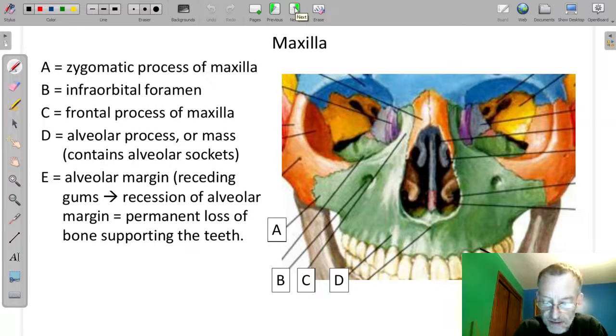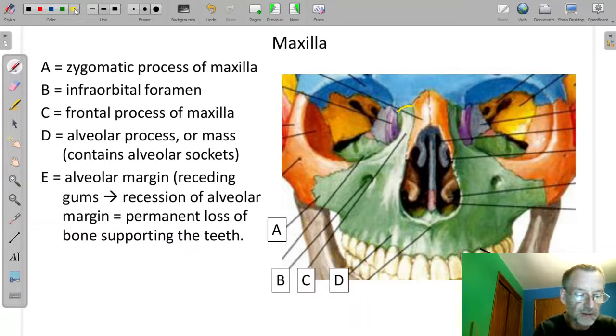The maxilla. Some of this we've already gone through, but it's asking you to identify these different items A, B, C, D, and E. A is pointing to the zygomatic process of the maxilla. B, back to the infraorbital foramen. Don't call it the inferior, it's infraorbital foramen. C is the frontal process, going up and articulating with the frontal bone, right there. So the frontal process of the maxilla. D is the alveolar process or mass.